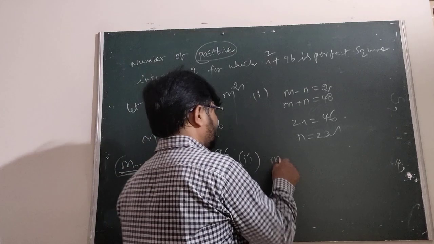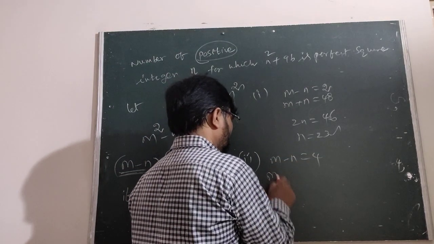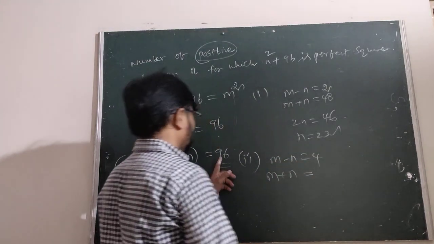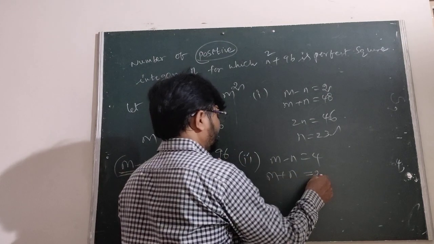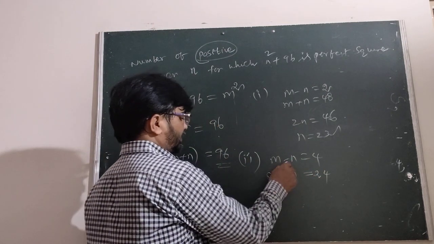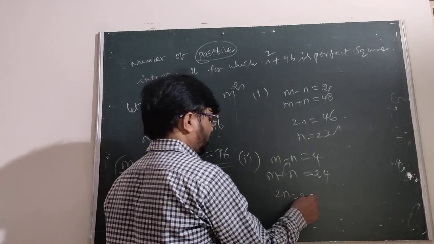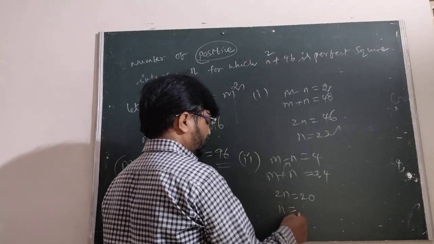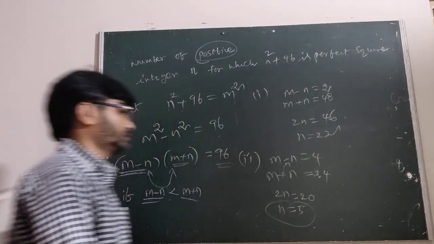Therefore where m minus n is 4, m plus n must be, we are taking 4 2s are 8, 4 4s are 16. Subtract them, 2n equals 20. Therefore n is 5.